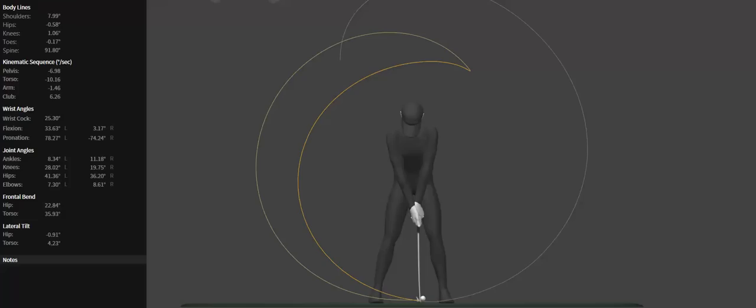Okay, now we're going to talk about another aspect of the swing that I think causes some confusion. Again, we're using Gears 3D motion analysis here at David Toms Academy. And this is a PGA Tour player. And the topic we're going to discuss today is the concept of wide to narrow.